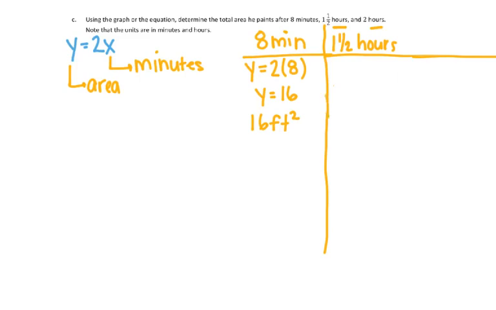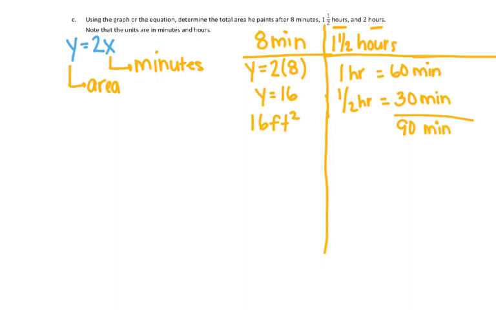Okay. So I know that in 1 hour, there are 60 minutes. So I've got 60 minutes here. And I've also got half of an hour. And in half of an hour, I know that half of an hour is 30 minutes. Okay. So I'm going to add those up. So I've got 90 minutes in an hour and a half. Okay. So now I can plug those 90 minutes into my equation.